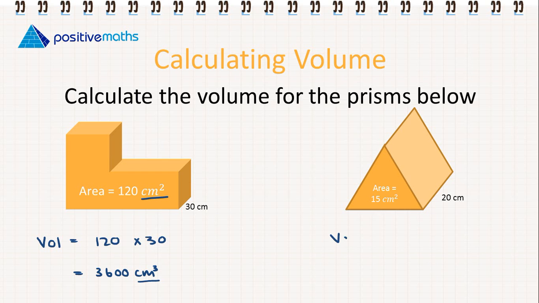Okay, the second prism. We're told that the area of the face is 15 centimeters squared. So the volume of this prism is going to be 15 multiplied by 20. So we find that the volume is 300 centimeters cubed again.